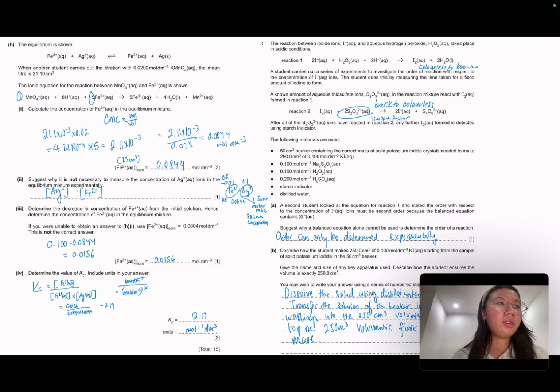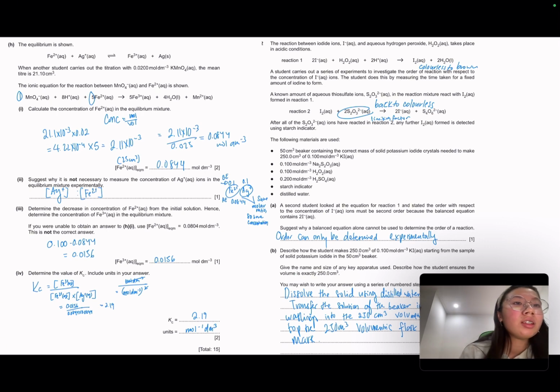Alright, so you add your aqueous thiosulfate ions to the mixture, so it reacts with your I2, and it immediately turns it back to your iodide ions, so it is now back to colorless. So in this case, your limiting factor would be your aqueous thiosulfate ions.